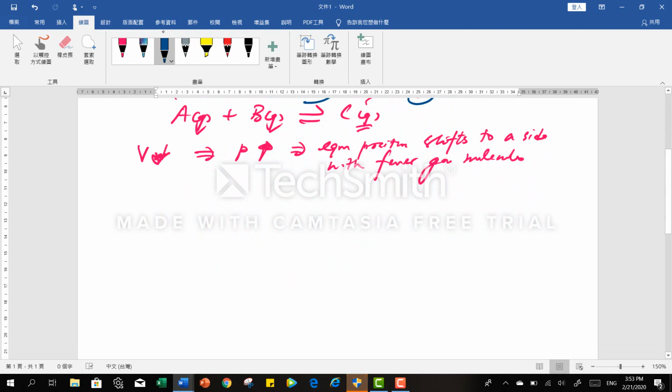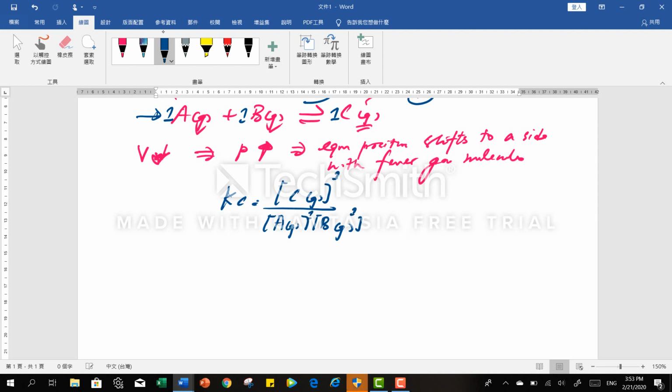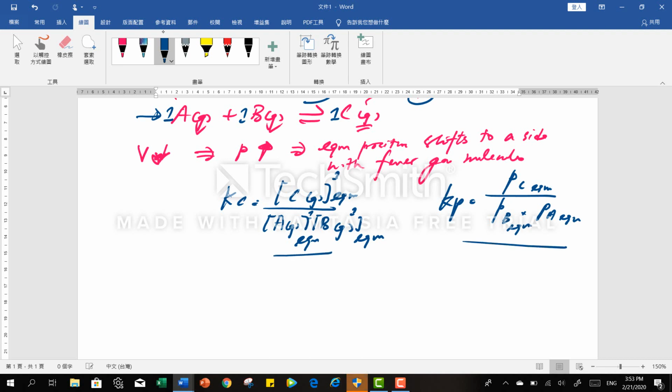The second part is the calculation. For example, if we look at this one, then Kc will be equal to C over A and then B, right? Of course, the coefficient in the equation will be the power. If the coefficient is 2, then you have to write 2. Okay, this is equilibrium. And then of course we have Kp as well. That will be the partial pressure of C at equilibrium over the partial pressure of B times the partial pressure of A. I will find some questions and practice how to use these two equations with you.